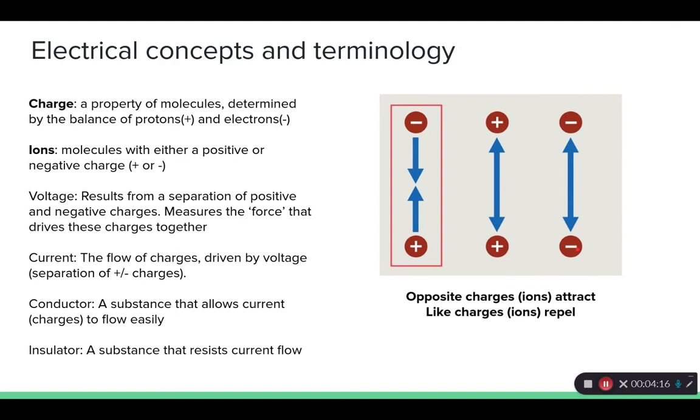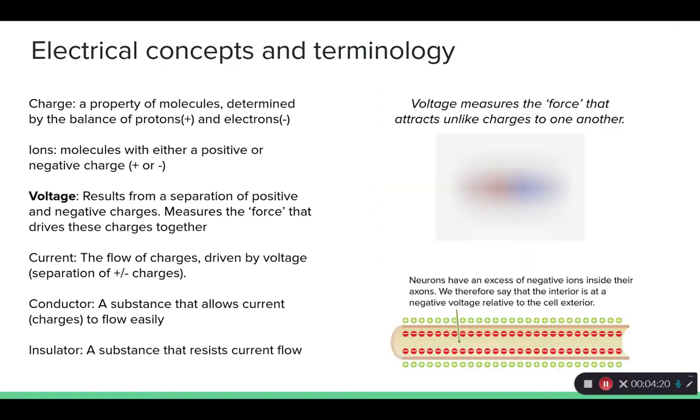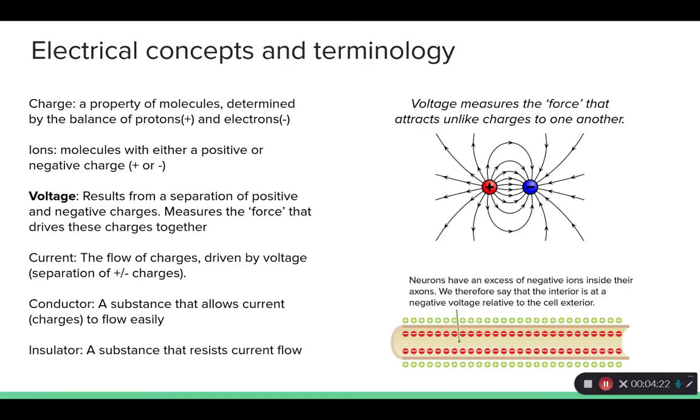Now, we can measure this property of attraction and repulsion through voltage. And voltage is simply a measure of the force that results, in particular, when two unlike charges are attracted to one another. So anytime you have a positive charge and a negative charge that are separated from one another, there's an electrostatic force which attracts them together, and the measure of that force is called voltage.